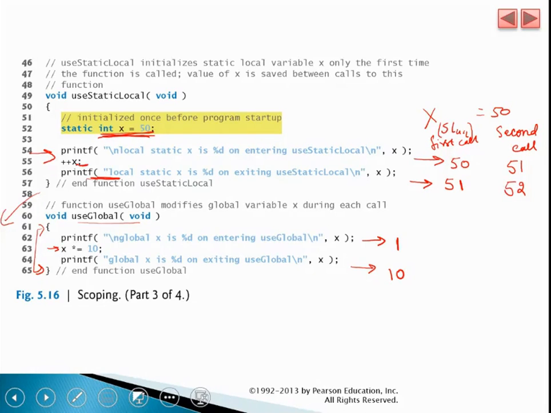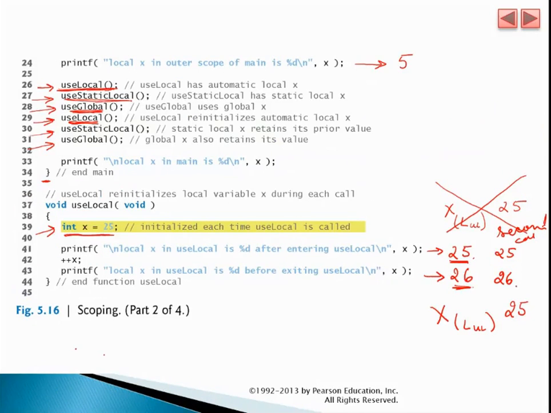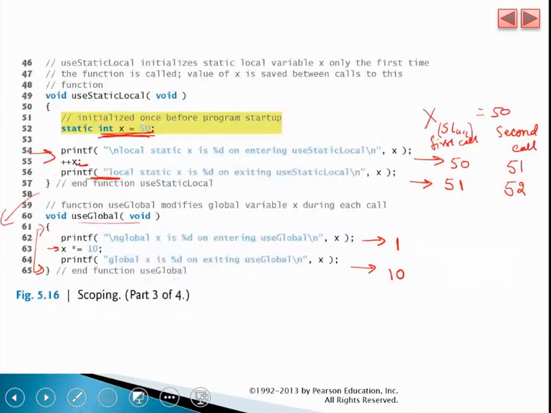In case of a local variable, the first call and second call have the same impact, whereas if you define a static local variable, in the first call initialization will happen, but from then onwards whatever changes you make to that variable will persist even after exiting the function. So the values printed are 51 and 52. Now let's call use global again. This is the second call for use global.